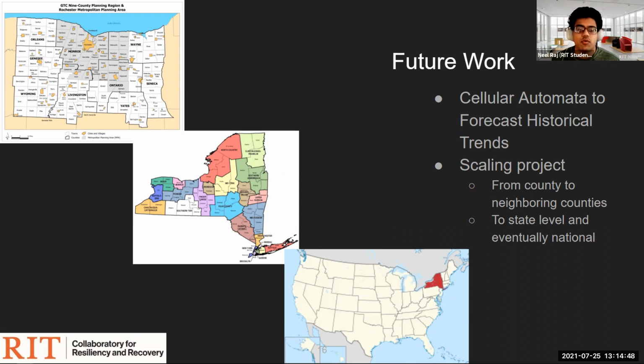Now, the other thing for future work is scaling the project, moving from county to neighboring counties, from neighboring counties to the state, and then eventually the nation. Now, in order to do this, we need to work outside a county boundary initially, right? Because we're dealing with Monroe County. Monroe County, as you can see, is surrounded by other counties: Orleans, Genesee, Wyoming.